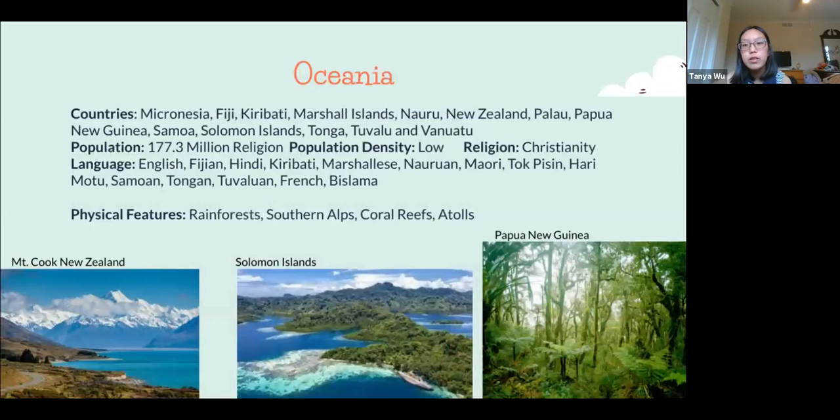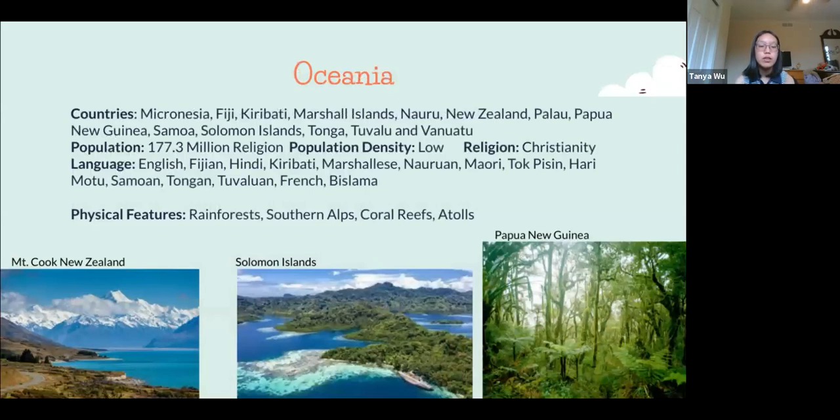Most people are Christian because of colonialism again. People speak a lot of different languages here: English, Fijian, Hindi, Kiribati, Marshallese, Nauruan, Maori, Tok Pisin, Hiri Motu, Samoan, Tongan, Tuvaluan, French, and Bislama. And other than English and French, most of these are from the native places. Hindi is because some places like Fiji have a lot of Indian people that live there.